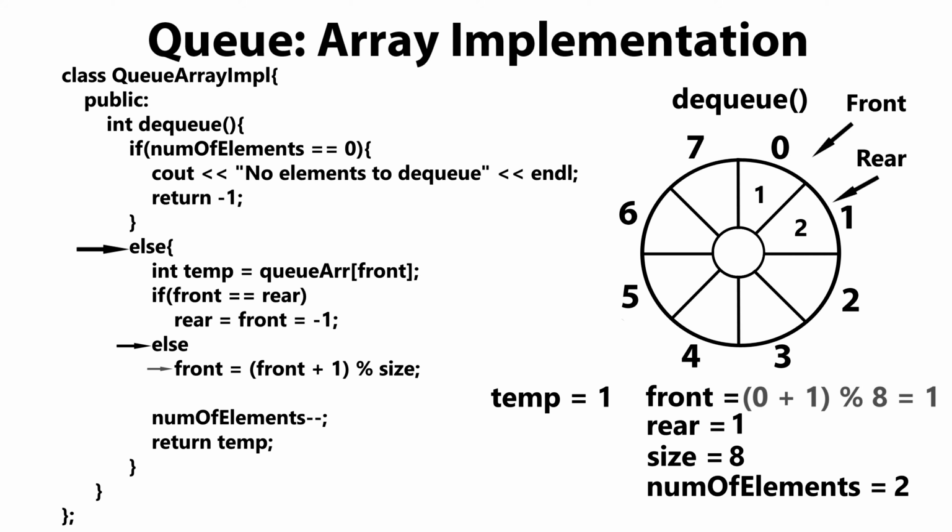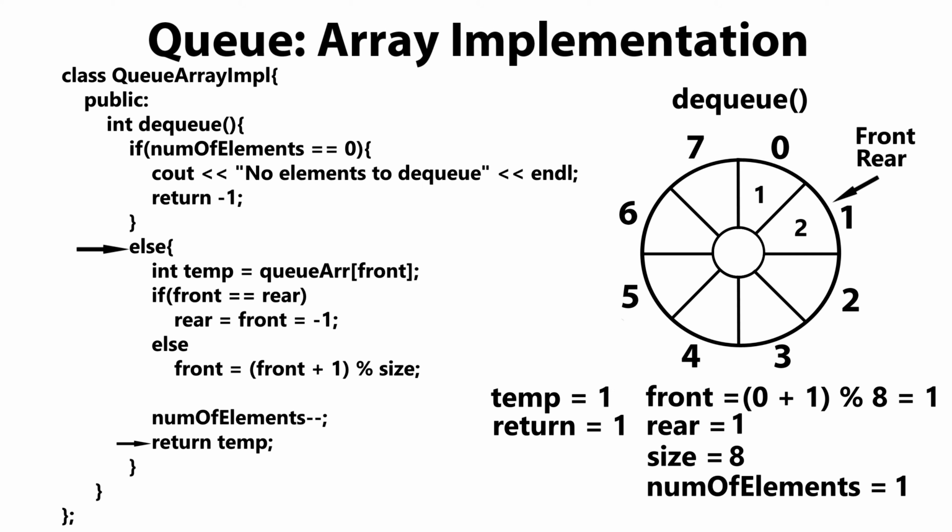Now we generate the new front index. So right now front is at index 0. 0 plus 1 is 1. Mod the size, which is 8. And that will give us an index of 1. Then since we successfully dequeued from our queue, we decrement the number of elements. And then we return 1, that was previously first within our queue.